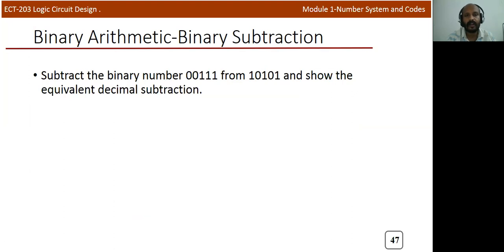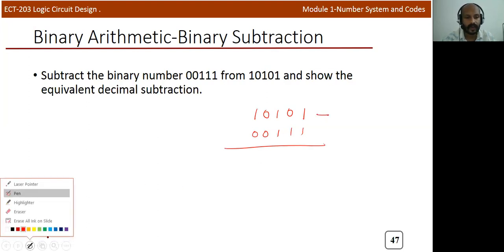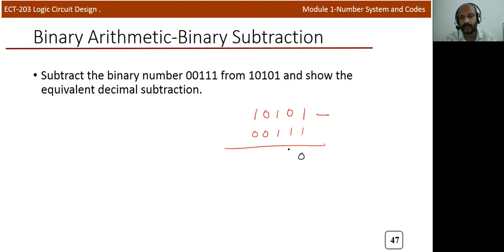Subtract the binary number 00111 from 10101. So we need to write 10101, and we need to subtract 00111. If you subtract these two values, 1 minus 1 is 0, and here it is 0, so we cannot subtract. So we'll borrow 1 from here. Now it is 0, and this quantity becomes 10. So this 1 can be subtracted from 10, you will get 1.